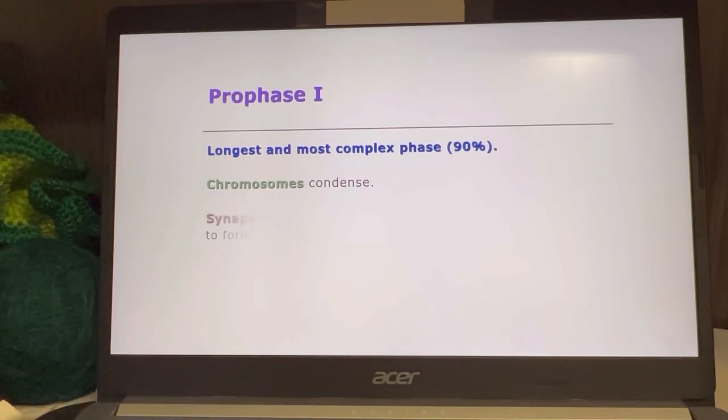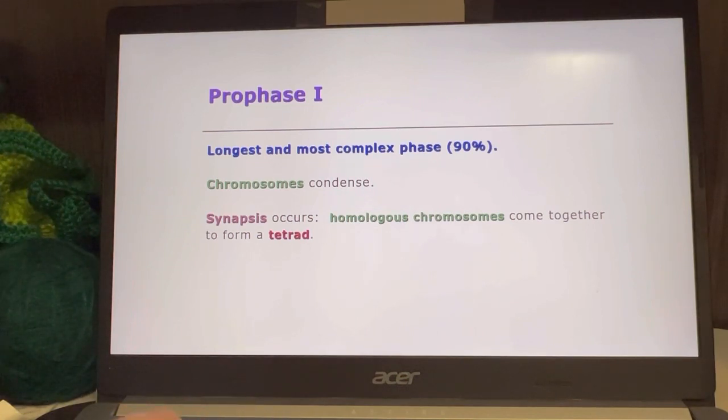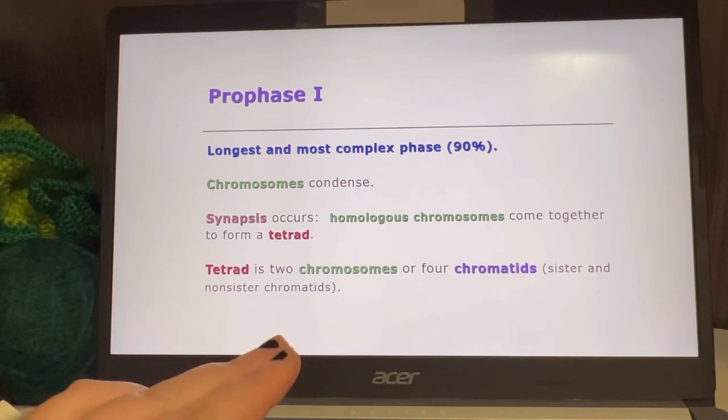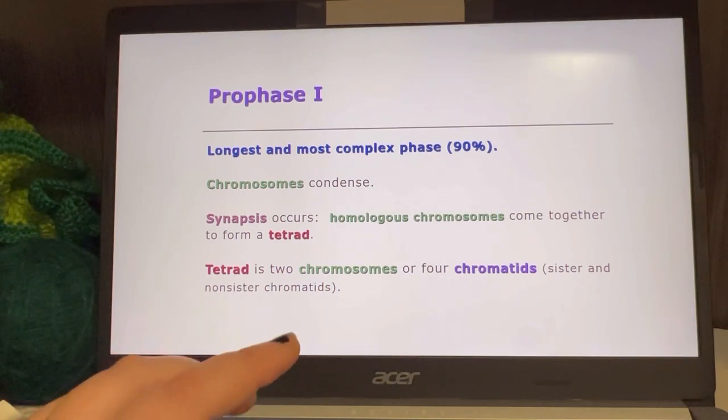The chromosomes condense. Synapsis occurs, so homologous chromosomes come together and form a tetrad. A tetrad is 2 chromosomes or 4 chromatids, so sister and non-sister chromatids. Alright, we're going to go into that in more detail. Don't forget, we are still in prophase 1. So looking specifically at the synapsis of prophase 1.